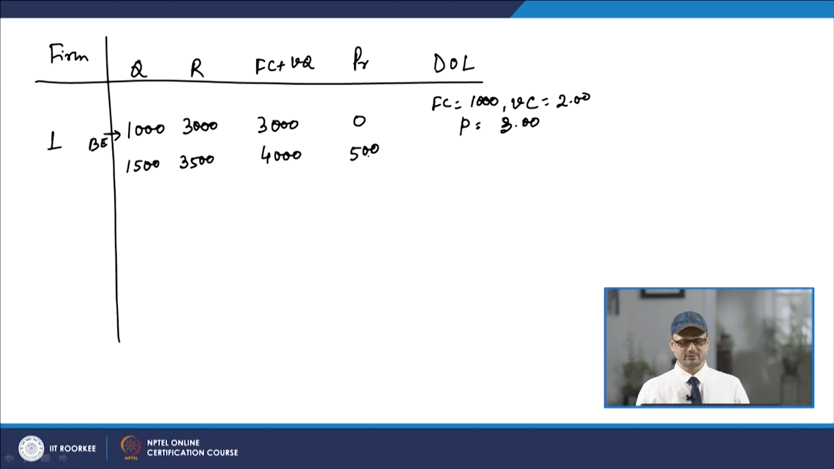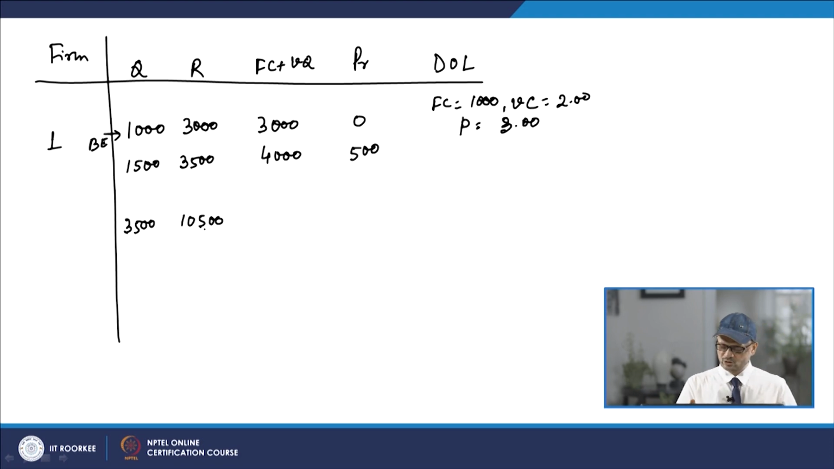But what we have tried to see is that for 3500, if you go to the level of 3500, in that case your R becomes 3500 into 3. So, it will be 10,500. You have total cost of 8000. So, profit will be 2500 in that case.